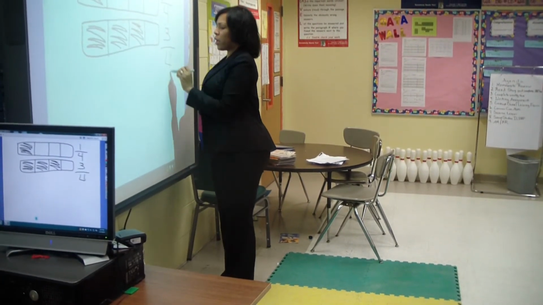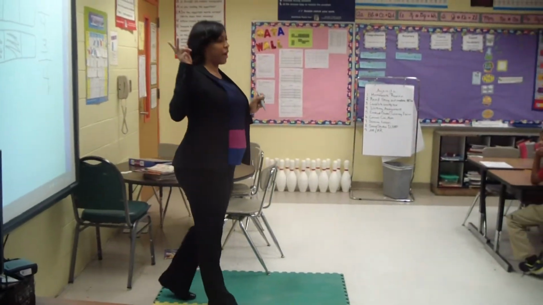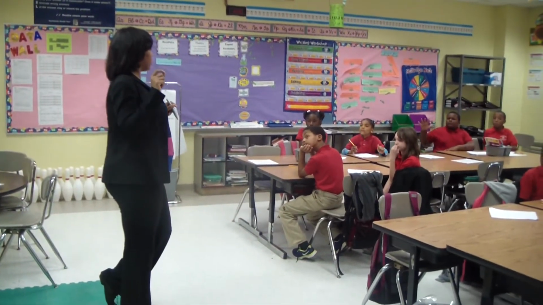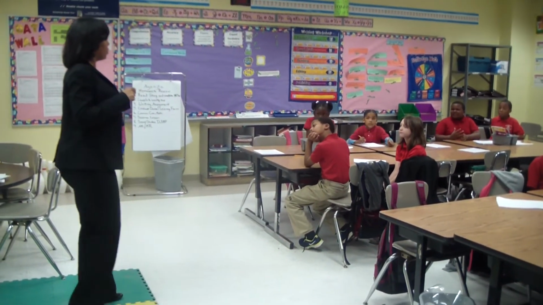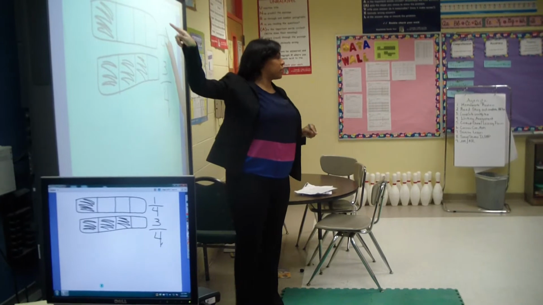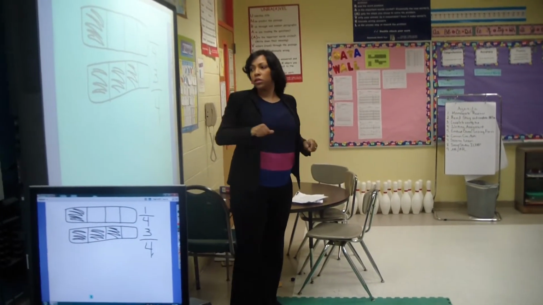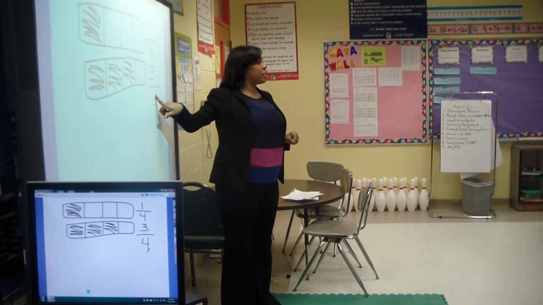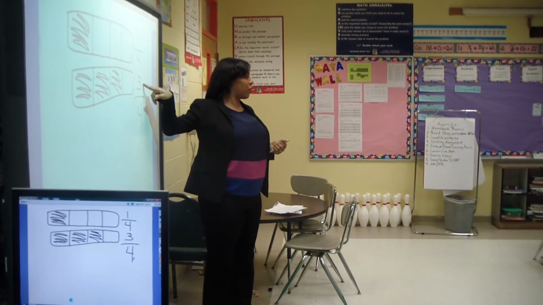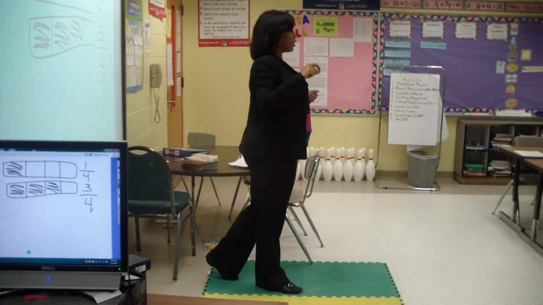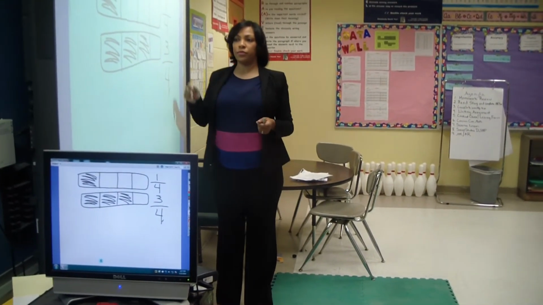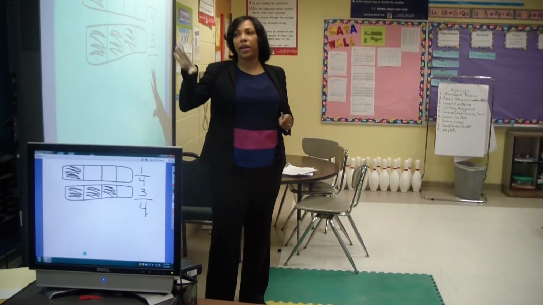3/4. So if I ask you to compare these two fractions, someone tell me, how are we going to compare these two fractions? Terrence. The two denominators. So you're going to look at the two denominators? What are you noticing about the denominators? They're both the same. So if the denominators are the same, we tell which fraction is larger by looking at the numerator. Which number is larger in the numerator? 3. So which fraction is larger? 3/4, that's correct.